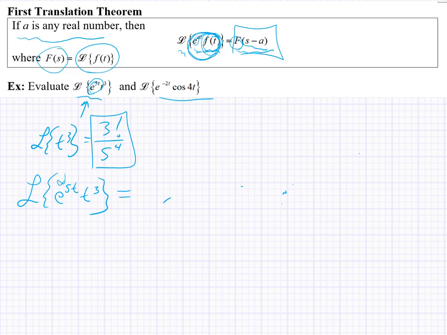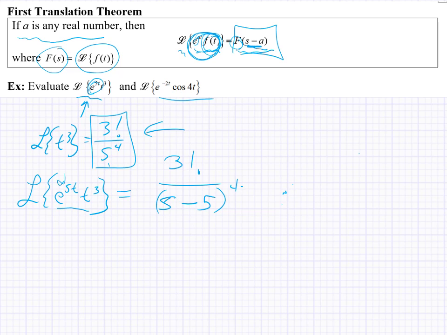So what it says I should do is I should take this one, which is 3 factorial over s to the fourth, but instead of s, I should plug in s minus a instead. So that should be s minus 5 plugged in where the s is, and I'll get it now to the 4th power. It sure makes doing this Laplace transform a heck of a lot easier because your only alternative would be to actually do all the integration, which is going to take you quite a bit of time. Integration by parts is going to be needed, but this speeds things up quite a bit.